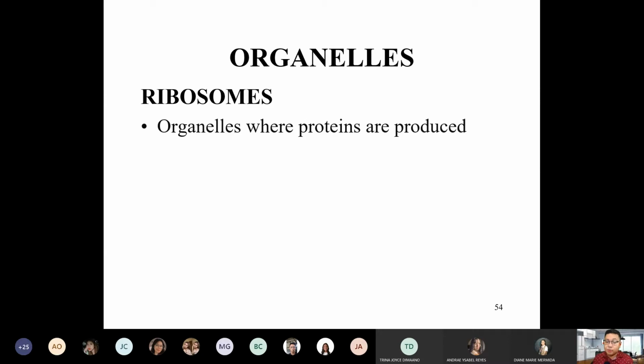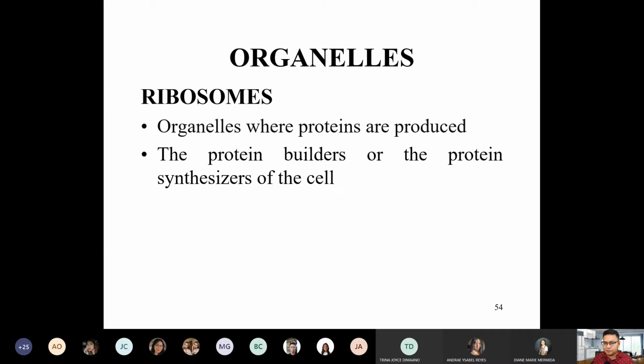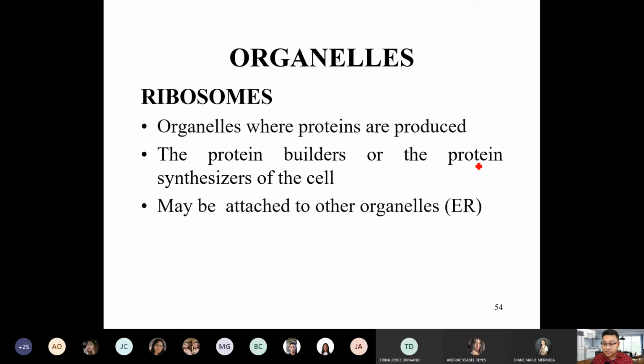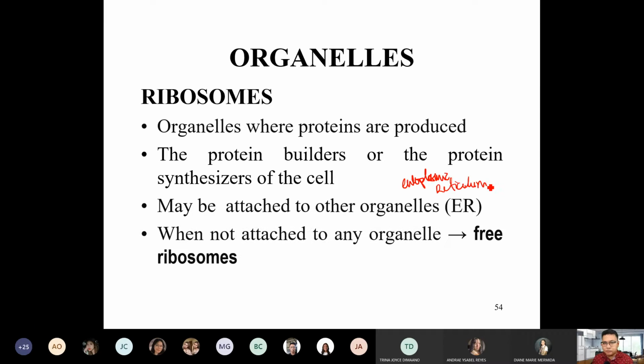These are organelles wherein proteins are produced. The protein builders or the protein synthesizers of the cell. They may be attached to other organelles such as the ER or our endoplasmic reticulum. And when it is not bound to any organelle, it is called free ribosomes. So dalawang ating type, bound and free. Kapag bound, nakadikit siya sa endoplasmic reticulum. Kapag free, wala. Very simple.